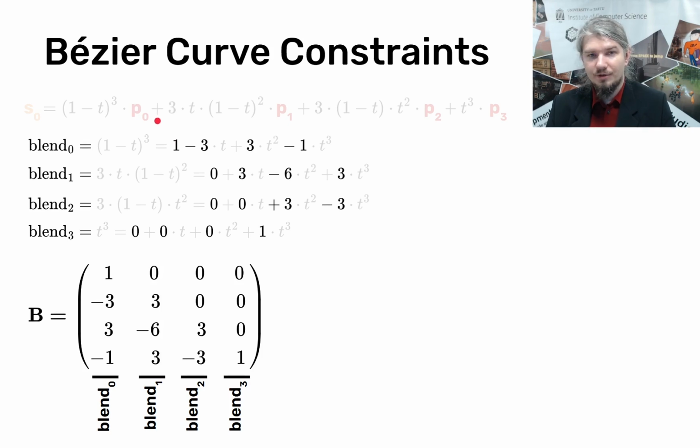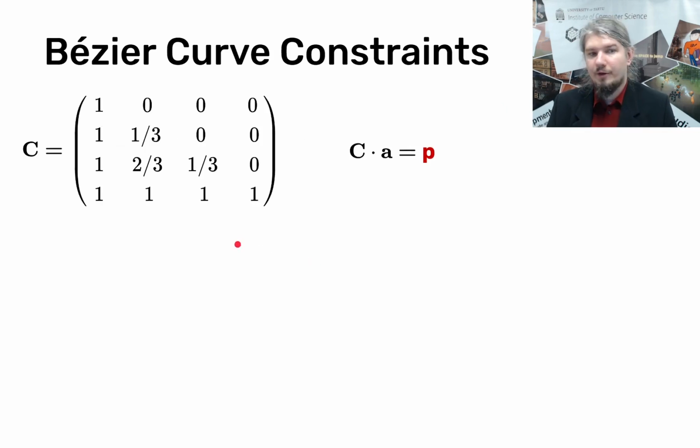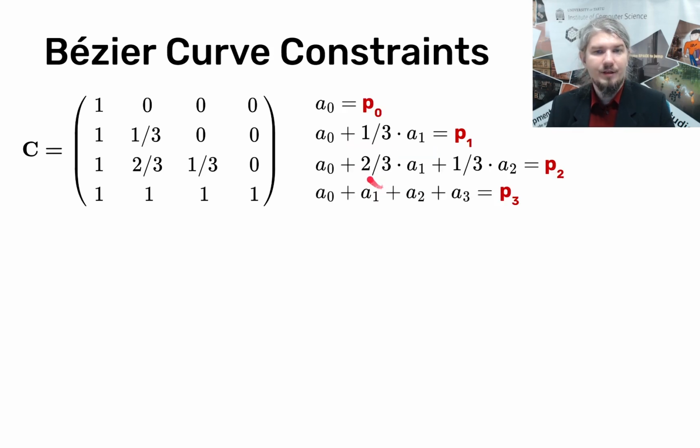And now that we have created this blending matrix from the blending functions that we found from the Casteljau algorithm, we can find the constraint matrix. Just like the blending matrix was an inverse of the constraint matrix, the constraint matrix is an inverse of the blending matrix. So we just take the inverse and we find this constraint matrix. Now remember, this constraint matrix was used to multiply with the vector of unknowns to get the control points. So let's multiply this constraint matrix with our vector of unknowns.